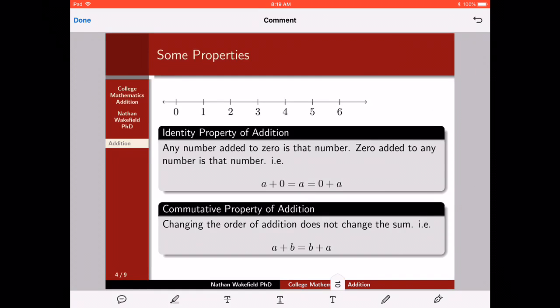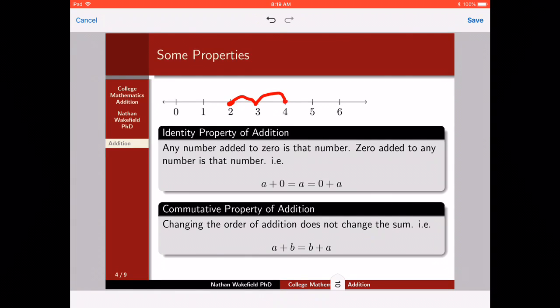Another property of addition that we can think of in terms of the number line is what's called the commutative property of addition. So let's look at this in terms of the number line. Let's say that I start with the number 2, and I add to that number 3. So there's 1, 2, 3. I wind up at 5. However, if I start with the number 3 and add to that number 2, I again end up at the number 5. So this is the commutative property of addition. This says that changing the order of addition does not change the result. So a plus b is the same as b plus a.